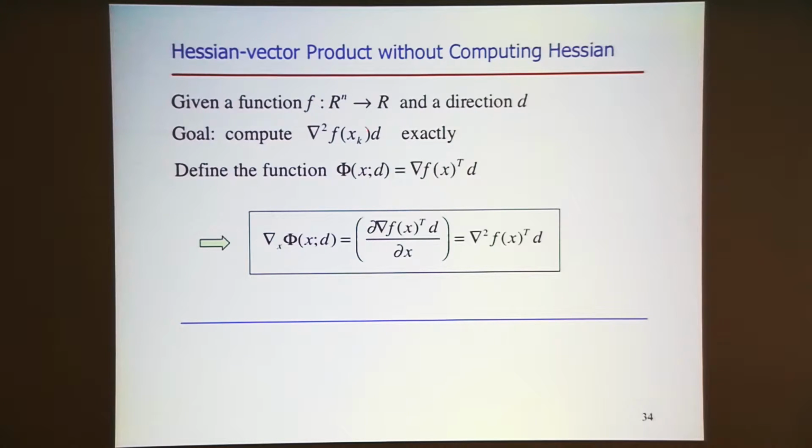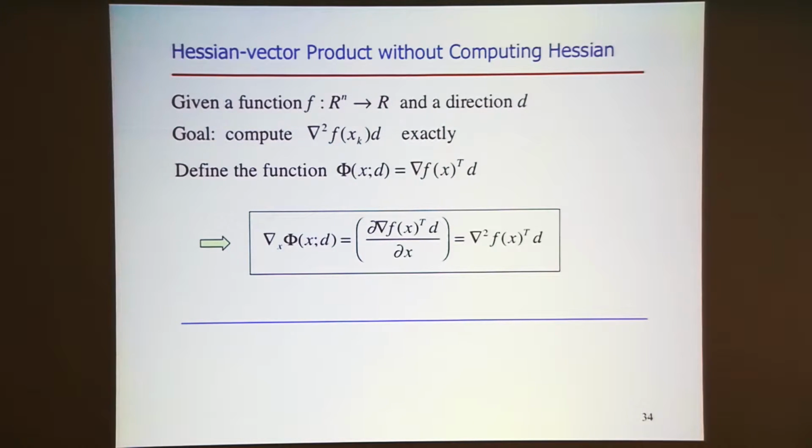The objective function is a scalar. The gradient is a vector, but the gradient transposed at fixed direction d is a scalar. So I'm considering now a function from Rn to R given by this dot product. Isn't it true that the gradient of this function is the derivative of this with respect to x, where d is fixed, and that's the Hessian times d?